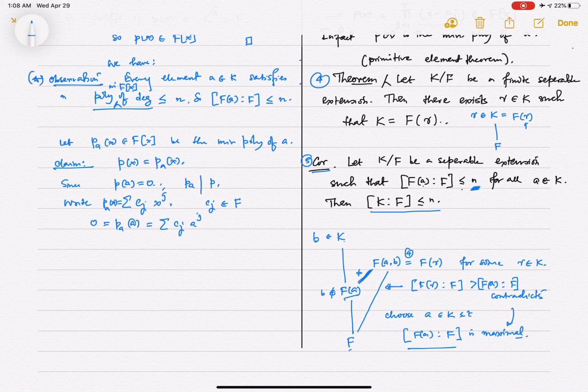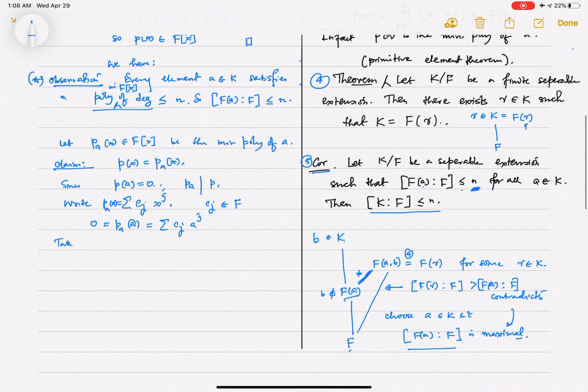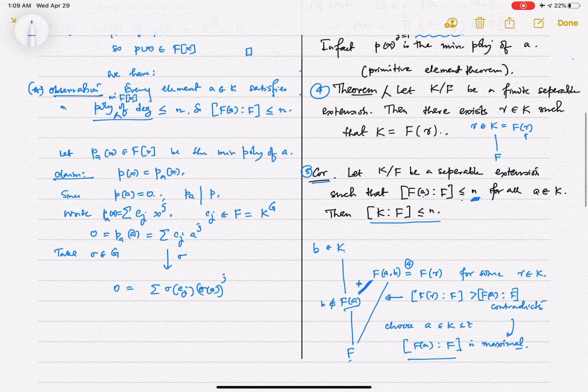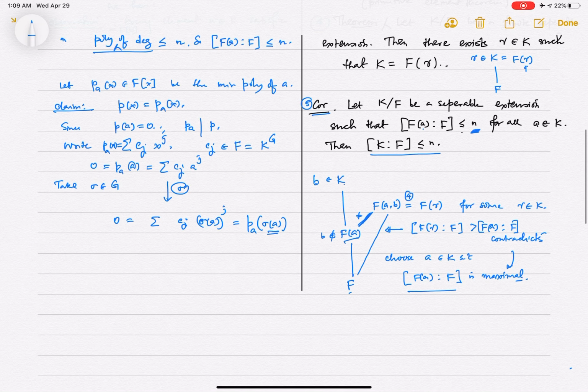So the sum of c_j a^j is 0. Now you take some sigma in G and apply sigma to both sides of this equation, then you get the sum of sigma(c_j) (sigma a)^j is 0. But what is sigma(c_j)? The c_j's are in F, which is K^G, meaning the c_j's are fixed by every element of G, so in particular by sigma. So this is just the sum of c_j (sigma a)^j, which is nothing but the polynomial p_a evaluated at sigma a. This tells you that these sigma a's are all roots of p_a.